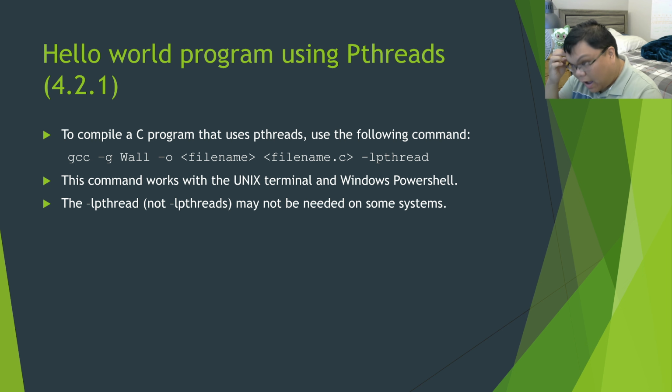Well, on Unix systems and Windows machines that have access to the GCC compiler and Windows PowerShell, you'll want this command: gcc -g -Wall -o filename filename.c -lpthread. On some systems, you might not need the -lpthread, but this is the command that you'll be using to compile your pthread programs. And that's it. The next couple slides are specific for a Windows system.